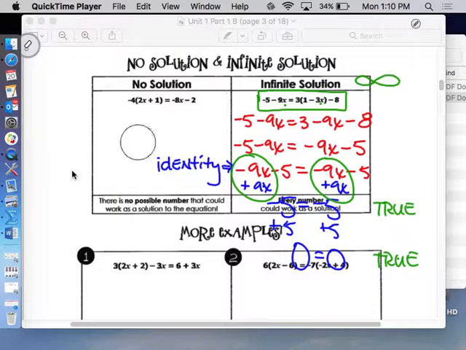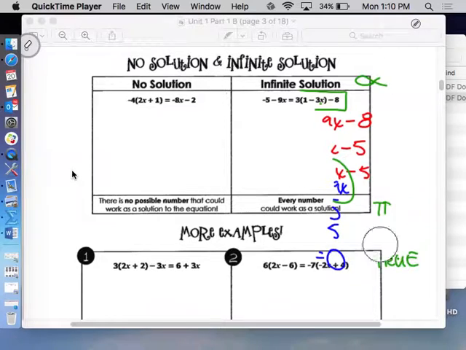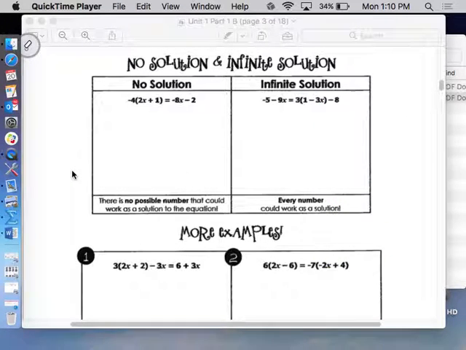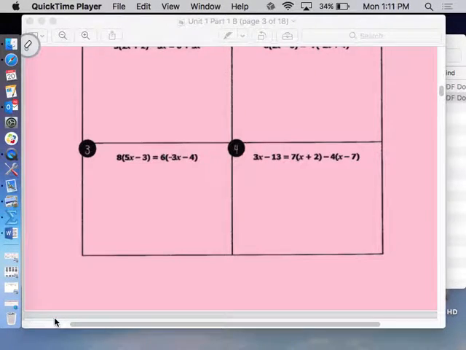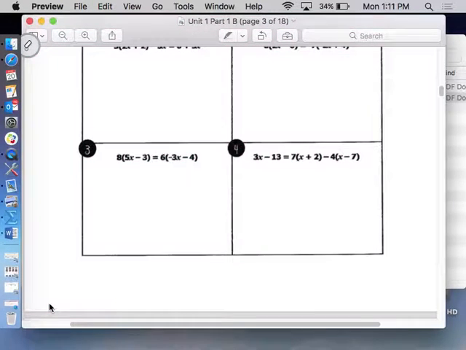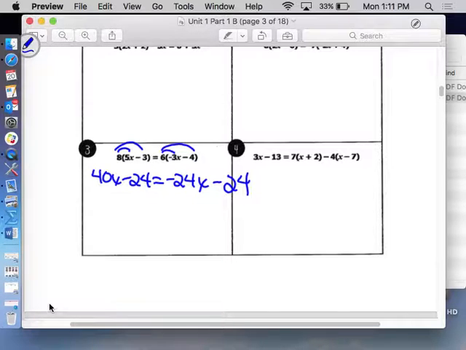One more example to do on the video. I would like to look at problem number 3 at the bottom. And then I would ask you to try the others on your own. Well, let's do number 3 together on the video. So here, I'm going to distribute the 8. And distribute the 6. So I've distributed the 8 to both terms. I'm distributing the 6 to both terms.